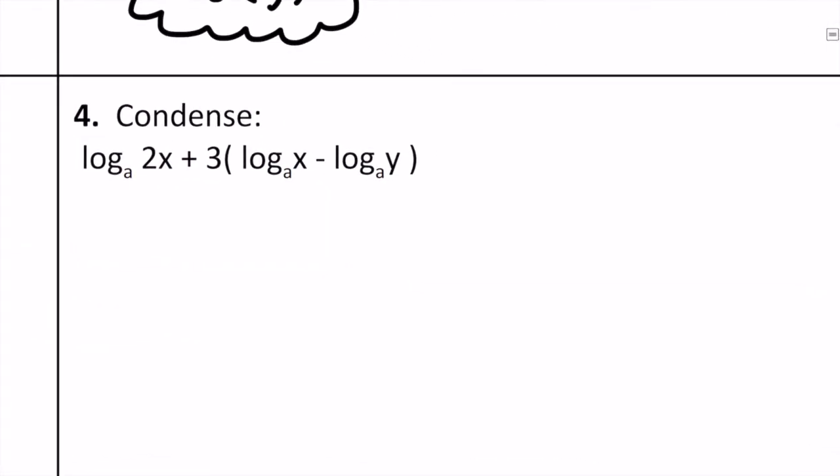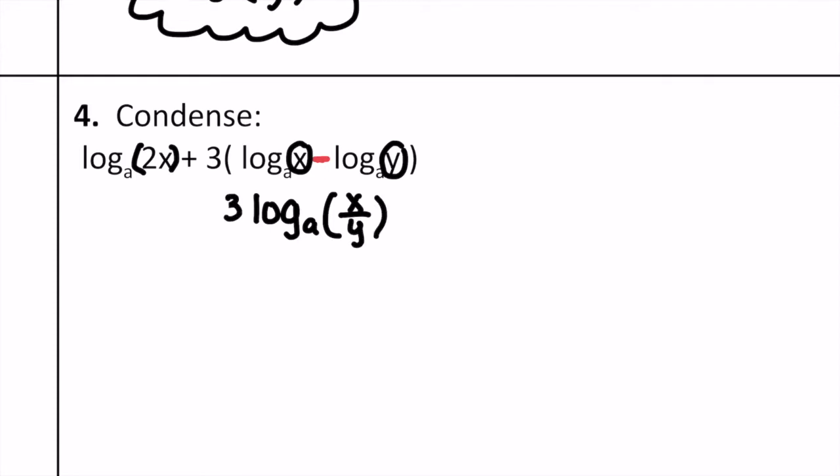For number 4, I want to condense. First thing I'm going to start with is parentheses. This is inside of that logarithm. So what I want to do is bring together log base A of x minus log base A of y. I know there is subtraction in between, which means I can condense them using division. So I can write log base A of the thing inside the first one, x, divided by the thing inside the second one, y. So this is what I have. I have 3 log base A of x over y, plus log base A of 2x.